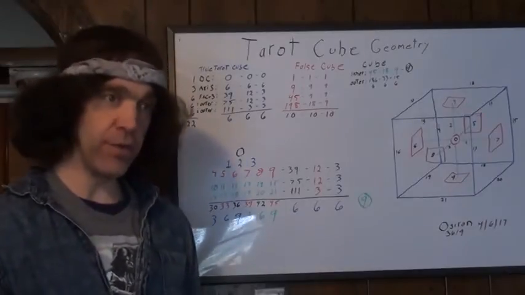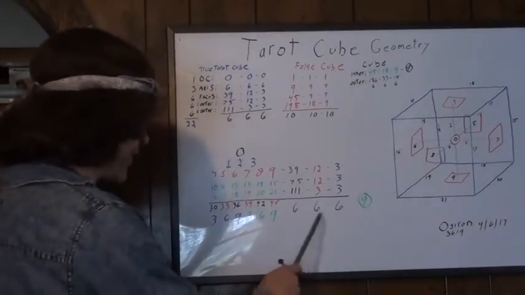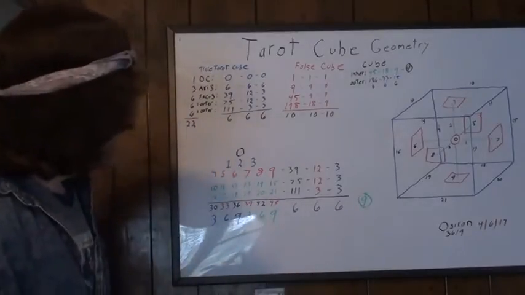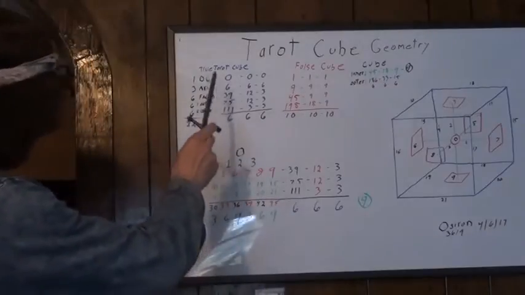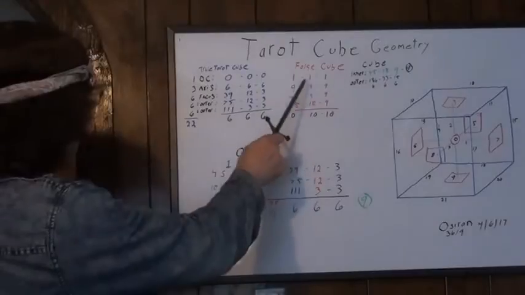But again, it's the cube. It's the material world, so you are going to see that. That's why we see 666 here. Now, up here I got these numbers. I got what I call the true tarot cube, and then I got the numbers of the false cube.